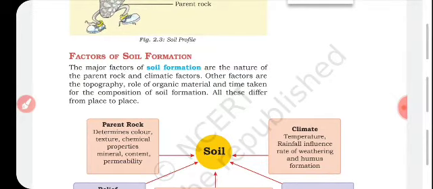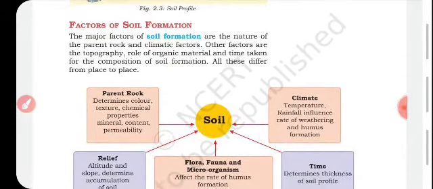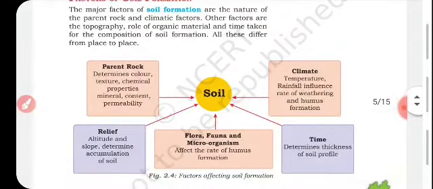The major factors of soil formation are the nature of the parent rock and climate factors. So the first is how the parent rock is there and what the climate factors are. Other factors are the topography, the role of organic material and the time taken for the composition of soil formation. All this differs from place to place.